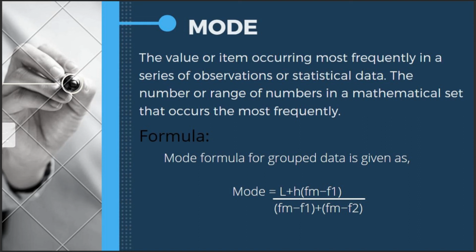the class interval. We can easily find the mode by simply put the numbers in order from least to greatest and count how many times each number occurs. The number that occurs the most is the mode.